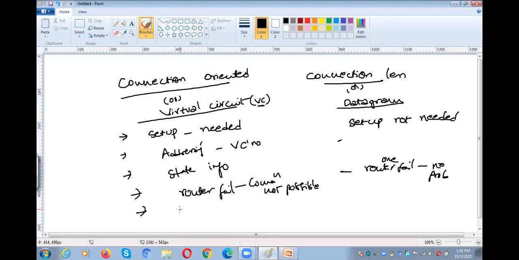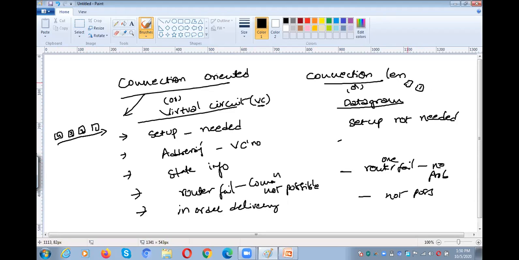And then here in-order delivery is possible. Here in-order delivery is not possible. Why? Because after the first packet, the second packet, and then the third packet, and then the fourth packet, all are using the same connection in the case of connection oriented. But in the case of connectionless, 1, 2 are transmitting in this direction, and the 3rd packet is transmitting in this direction to reach the destination. This is another route, and this is another route, right?